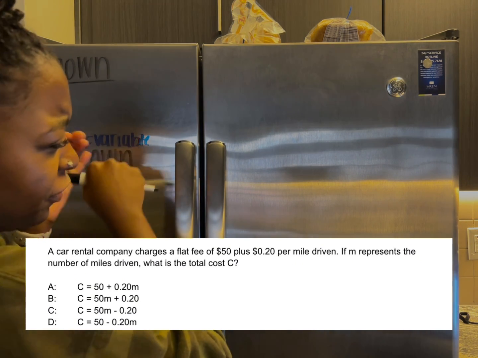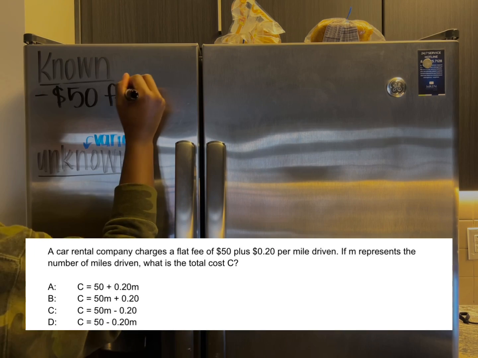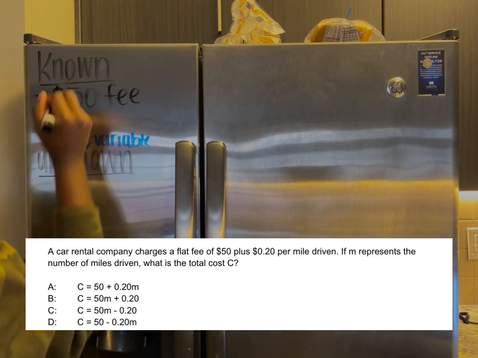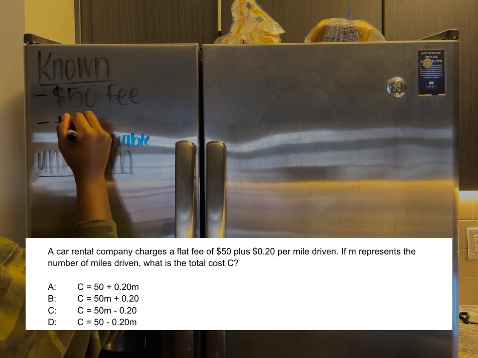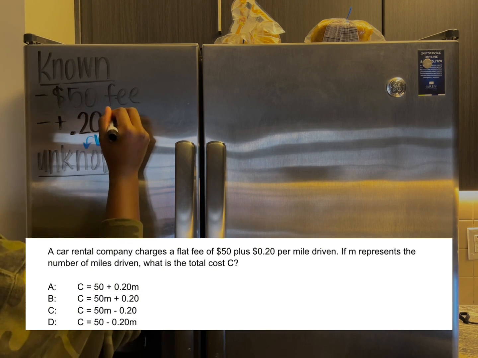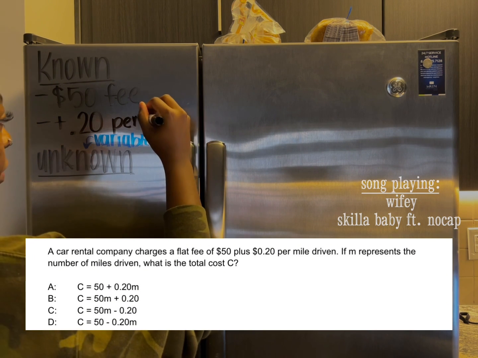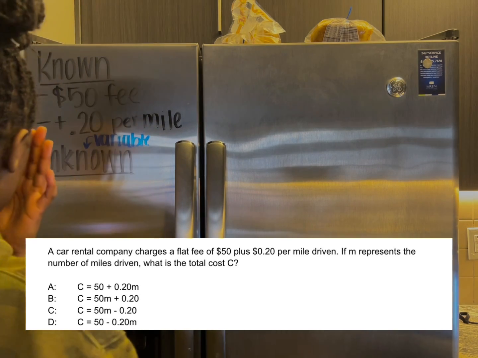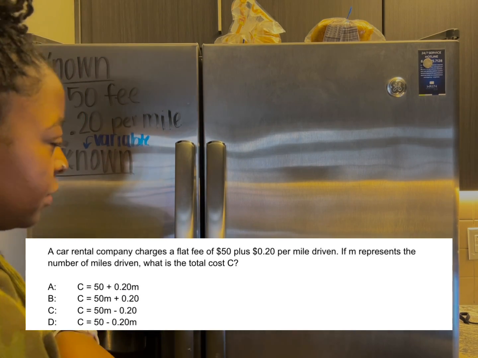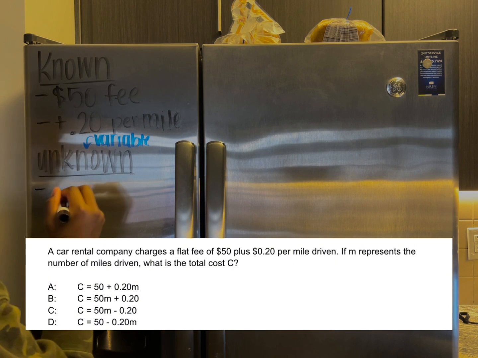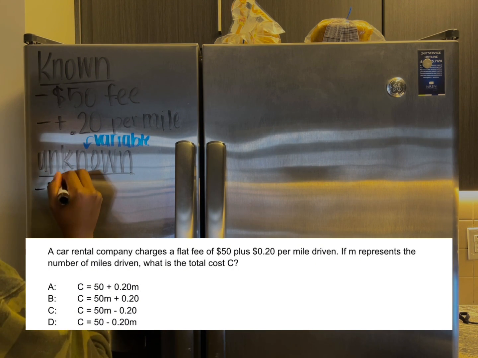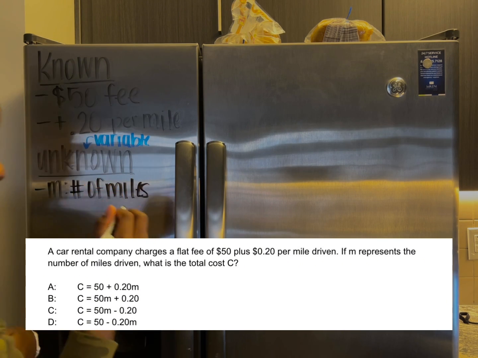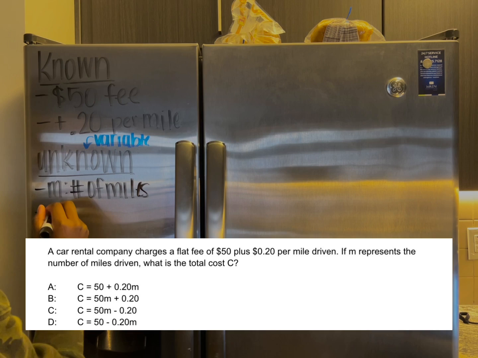I know that there is a flat fee of $50. I also know that on top of the flat fee, they're adding 20 cents per mile. Per is a very small word, but per is so important. What do I not know? I don't know how many miles, and they gave me my variable. So M is the number of miles. I don't know how much the total is.